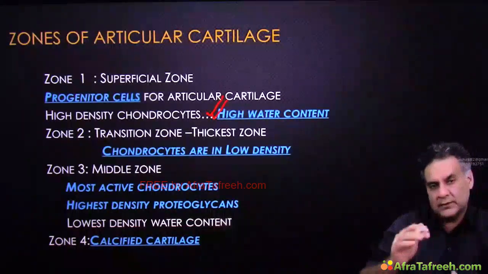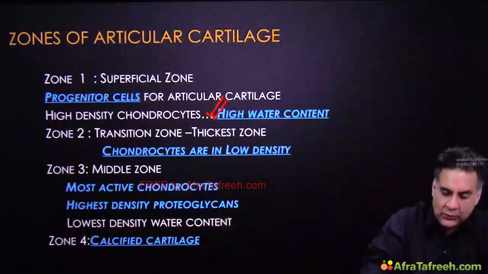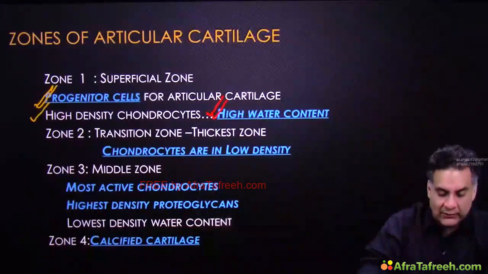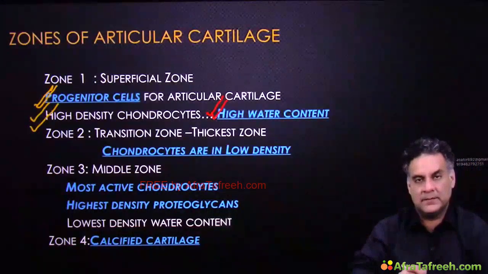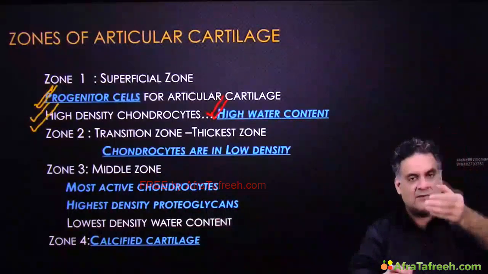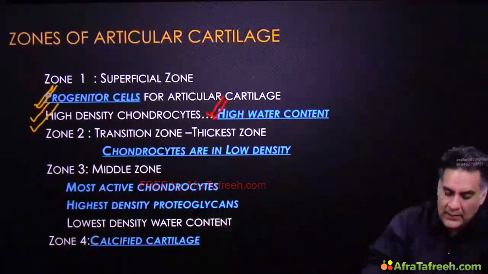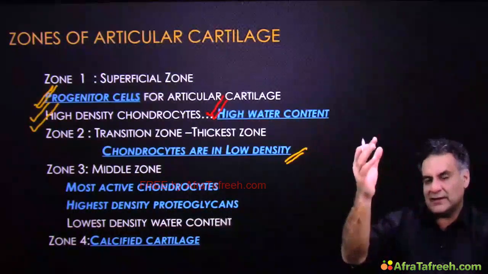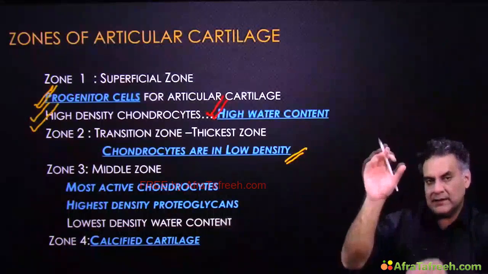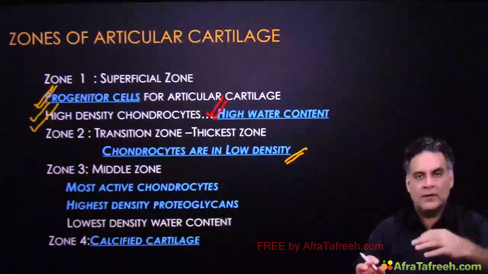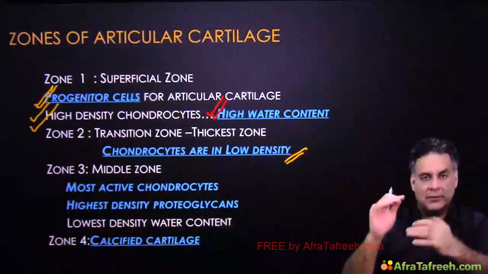The top zone also has a good reservoir of cartilage cells and a high density of chondrocytes. Just beneath the superficial zone is the thickest zone, called the transition zone. Here you have chondrocytes in low density. Just beneath that, the proteoglycan deficiency is there. That is zone 2. Zones 3 and 1 are opposite.